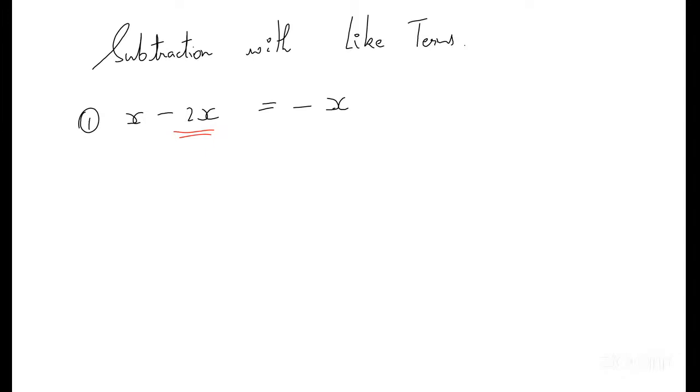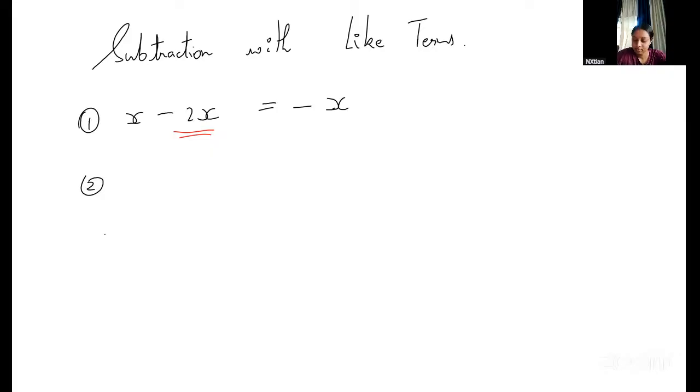Now solve this question: 5x minus 2x. We have a negative term. So solve this and tell me what will be the answer. Ma'am, 3x? Why, 3x? Is the answer 7x?